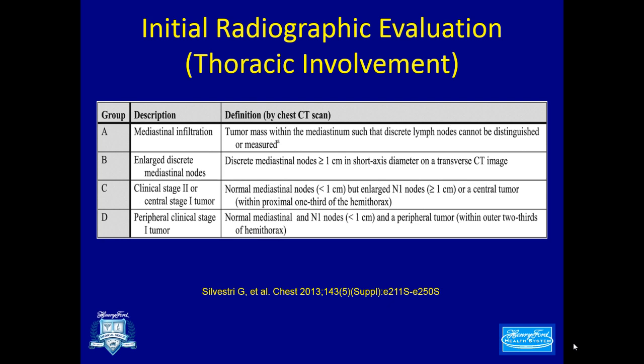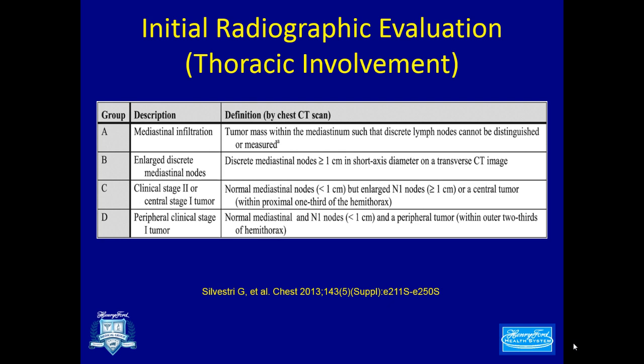You just look at the CT scan, lymph nodes are 1 centimeter in the short axis diameter, or bigger than that, and you can distinguish very well those lymph nodes in the mediastinum. We're talking about mediastinum, not hilar lymph nodes here. Okay, this is all based on CT scan, not on PET scan.